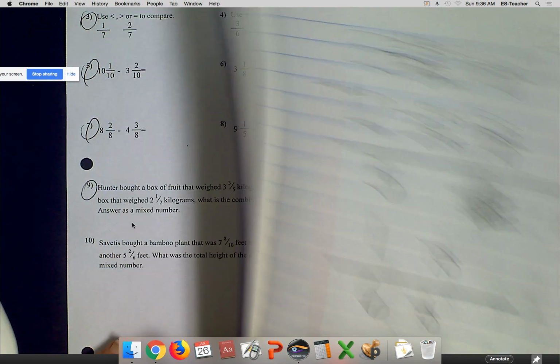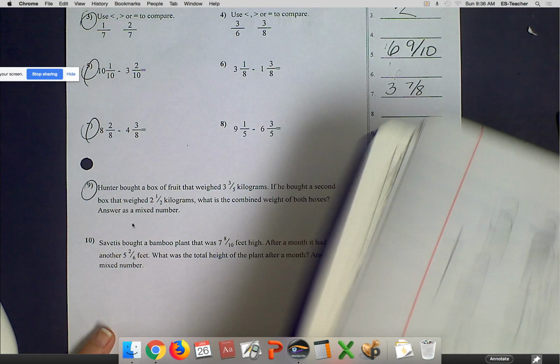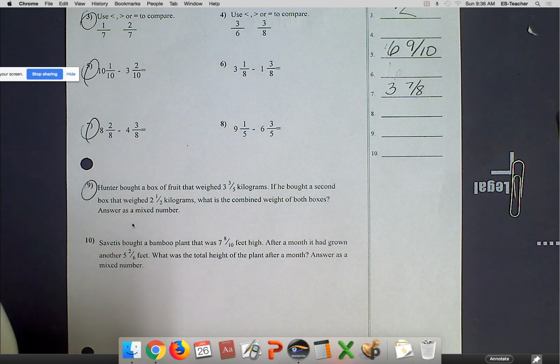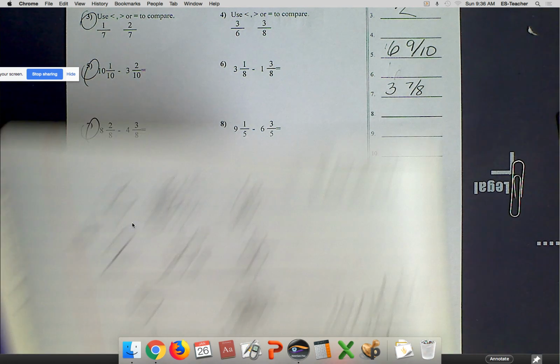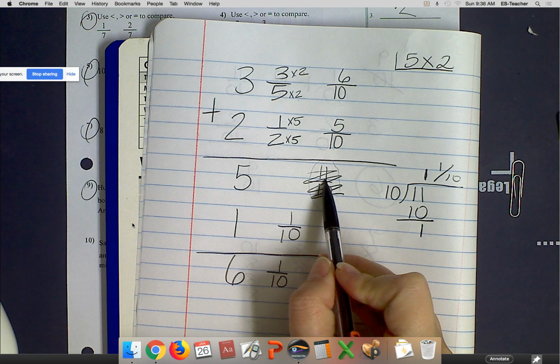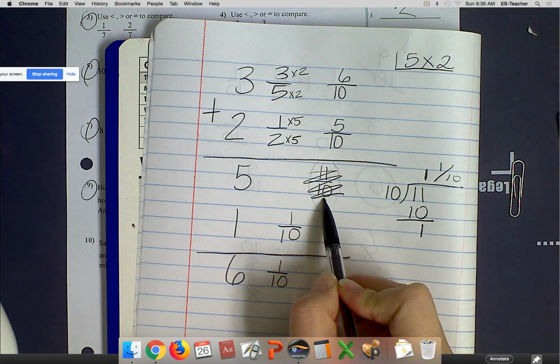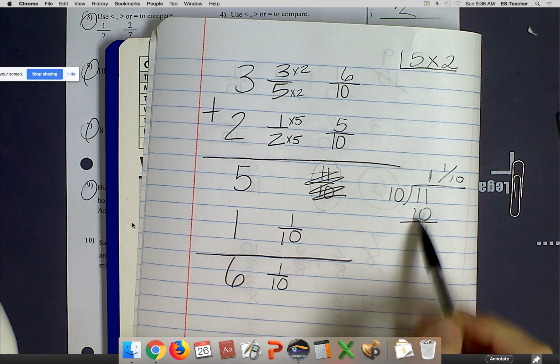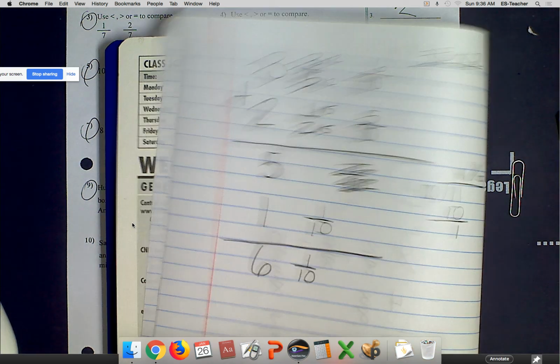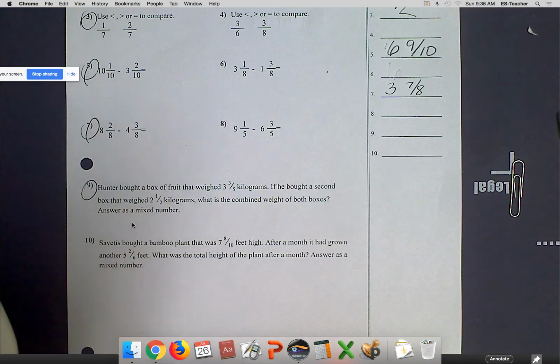All right, guys. The next one is pretty much the same thing. It says answer as a mixed number. So remember, if you get that where the numerator is bigger than the denominator, you have to do it this way and then add it back to your number. And I'm pretty sure that number 10 is going to do that.